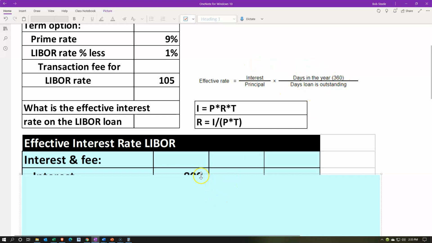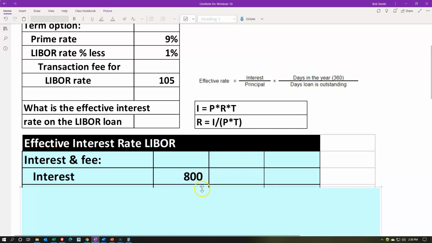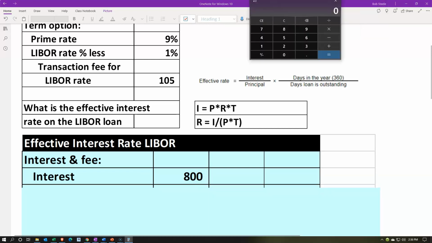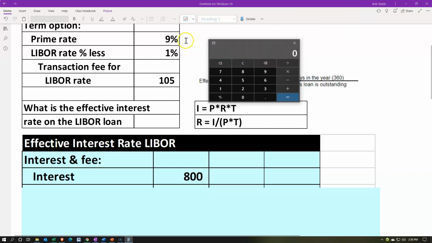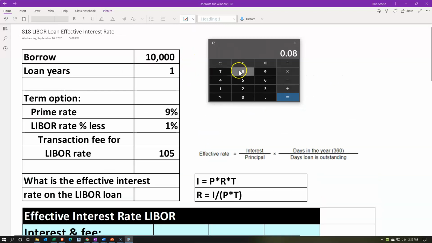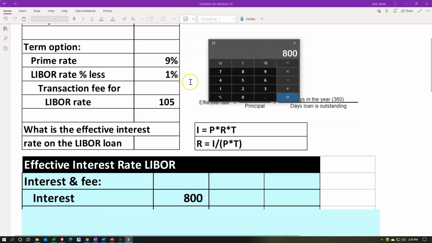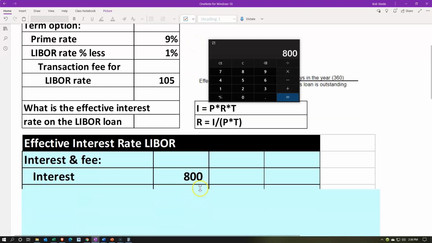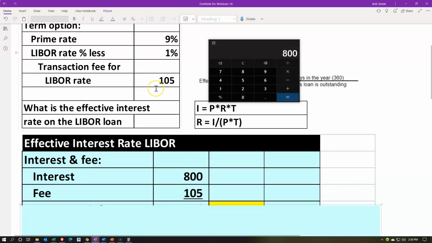Interest and fees. This is the key component. We're not just taking the interest on this, we're going to take the interest and the fees. So in other words, you'd say, well, the interest on this is going to be the 9% minus the 1%. Well, that's easy. That's 0.09 minus 0.01, which gives us 8% that we would have on the interest on the loan, which is times 10,000. So there's the 800. But then we're also going to say the cost of the loan, which is basically like interest, is the fee. They tacked on this just standard fee of 105.